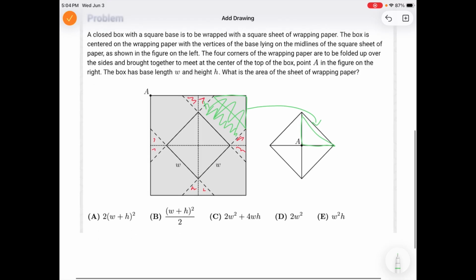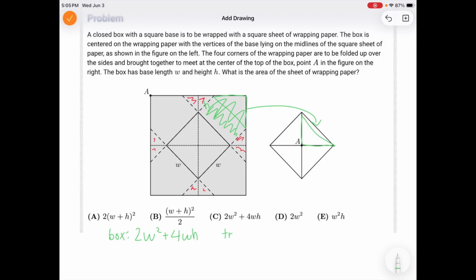So we know that the surface area of the box would be W squared, which is the area of the base, and then we have the top and the bottom, so it would be 2W squared, plus the four sides, and the sides have an area of W times H, and it's four of them, so it'd be 4WH.